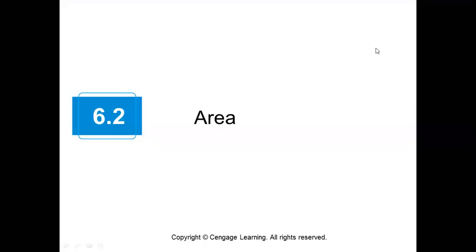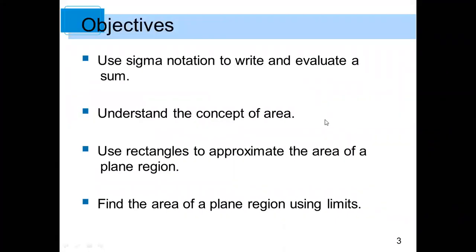So in this video, we're going to talk about section 2 of chapter 6, which deals with area. Now, I know in geometry, you talked about area and everything like that, but we're going to kick it up a notch here with this lesson. So we're going to use sigma notation to write and evaluate a sum, understand the concept of area, use rectangles to approximate the area of a plane region, and find the area of a plane region using limits.